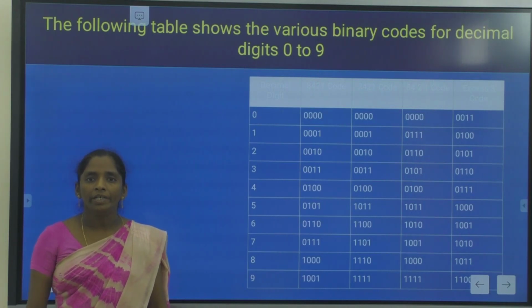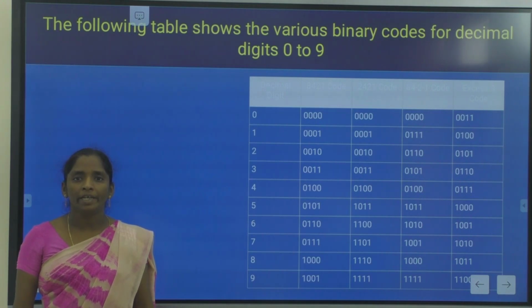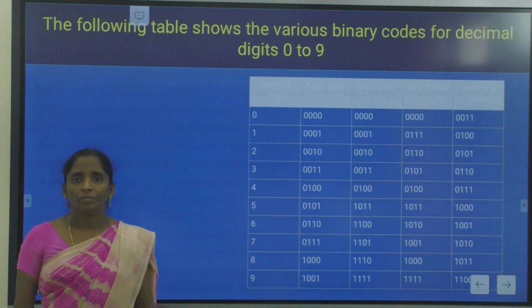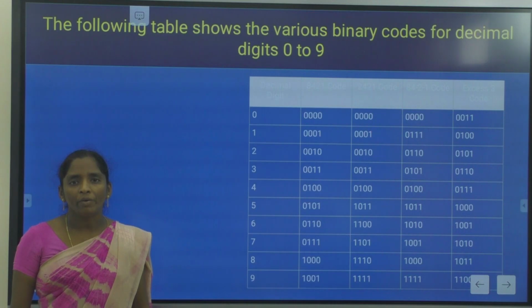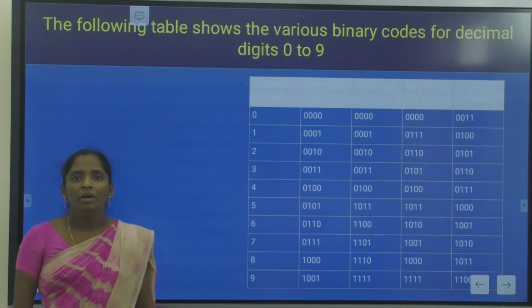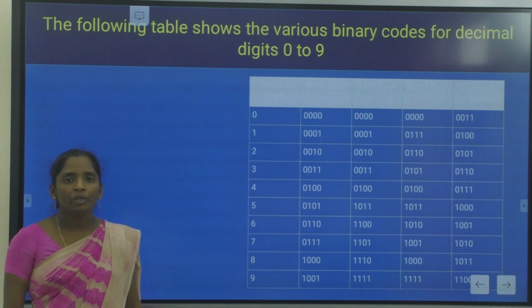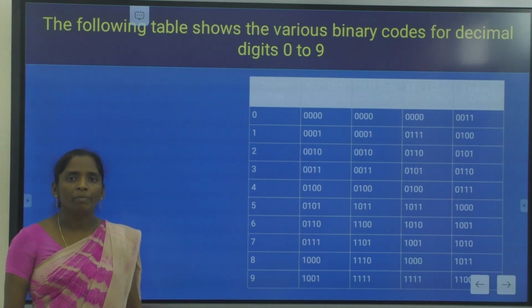And another one is non-weighted or unweighted codes. In those codes, we are not assigning any weights to the positional values. So those codes are called unweighted codes. Here we are going to see 4-bit weighted codes and unweighted codes. The example for unweighted codes is gray code, and the examples for weighted codes are 8421 code, 2421 code, 84-2-1 code, etc. Now let us see one by one briefly.